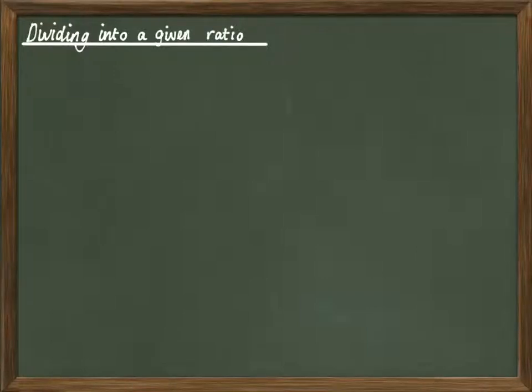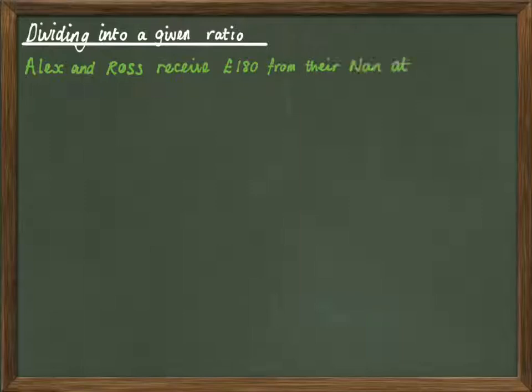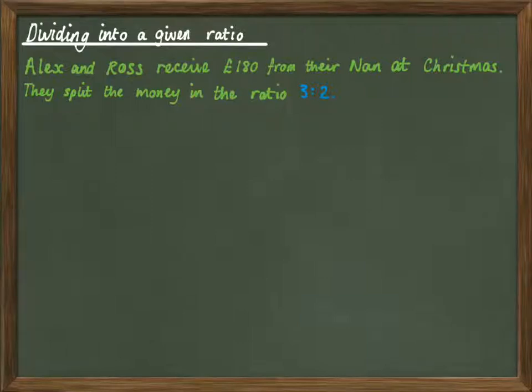We're going to have a look at an exam-based question straight away. So Alex and Ross receive £180 from their nan at Christmas. They split the money in the ratio 3:2, and your task is to work out how much each person gets. So it's a classic type of question: they're given a certain amount of money and how they split it, and they want you then to split it up accordingly for each person.